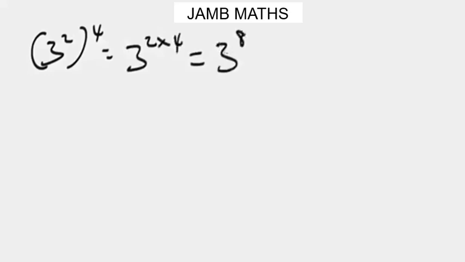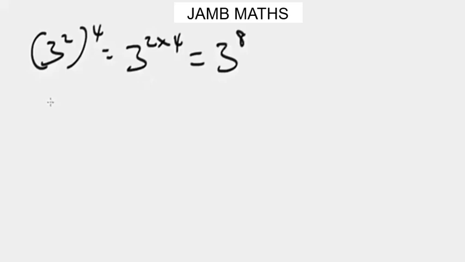3 to the power 2, and we have 4 here. Okay, so what this basically means is this power inside, we multiply the power outside. This will be 3 to the power 2 times 4. So we're going to have 3 to the power 8. Okay, so that's basically what it means there.